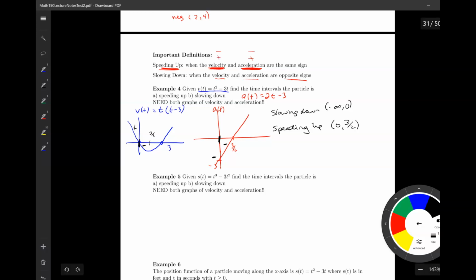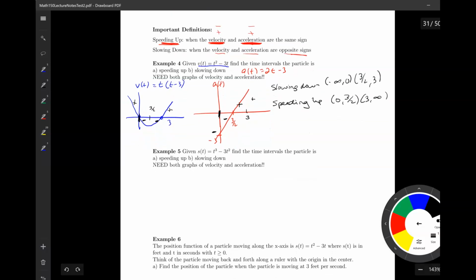So between 3 halves and 3, this graph is below the x-axis. Here's 3, this graph is above the x-axis, so it must be slowing down between 3 halves and 3. And then from 3 on, they're both positive. So from 3 on, they're speeding up.